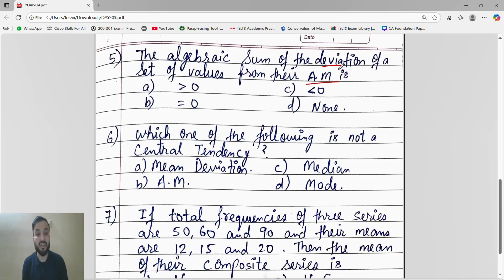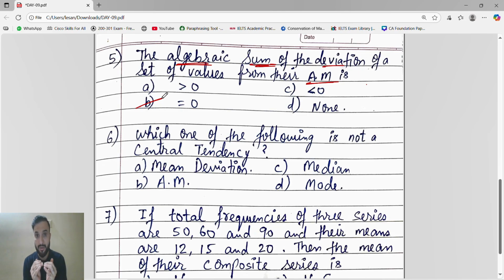In arithmetic mean we have not seen any type of deviation. Deviation is in the measures of dispersion, and there we have different deviations, right? There is standard deviation, mean deviation, quartile deviation, but the very important thing is this: if I take the algebraic sum of the deviation of a set of values from the arithmetic mean, it is equal to 0.